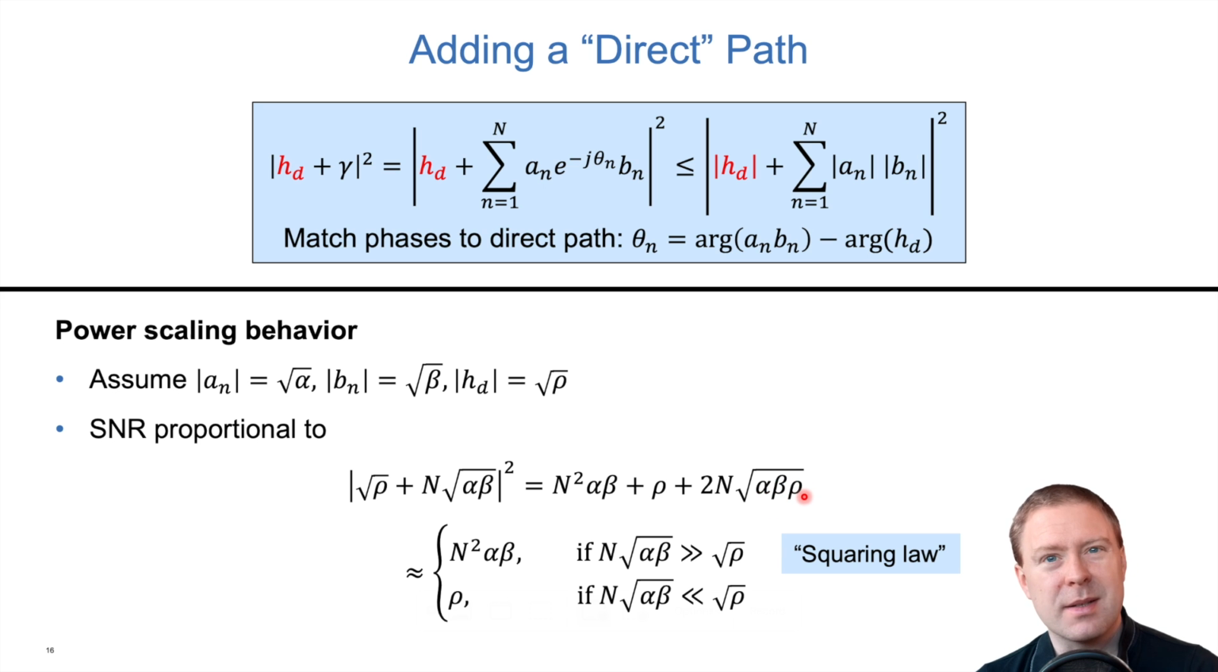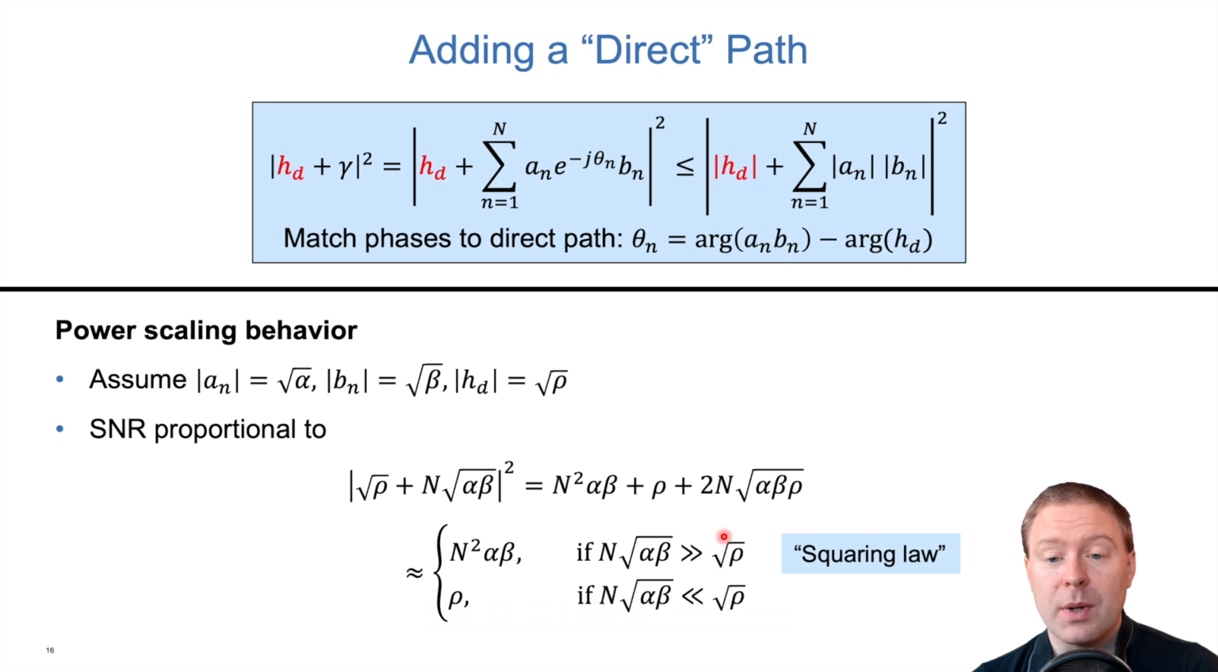Okay, what happens with this term? Well, it depends really on which terms are dominant. If this term, the one that involves the IRS, is the dominant term, then we can neglect the last two terms here, and we have something that looks like n squared alpha beta. And this is called the squaring law. When we have enough elements, the SNR is proportional to this factor here, and it will grow with the number of elements squared.